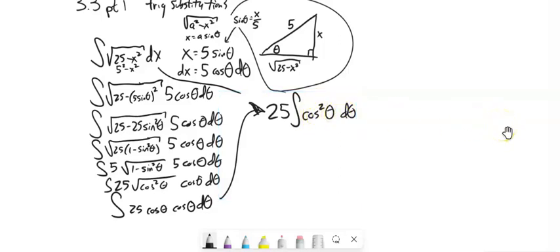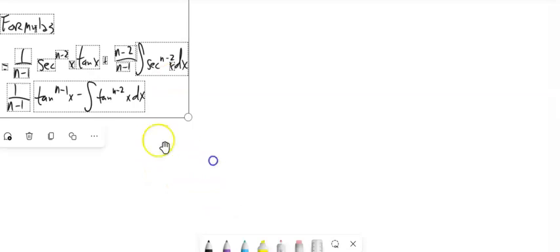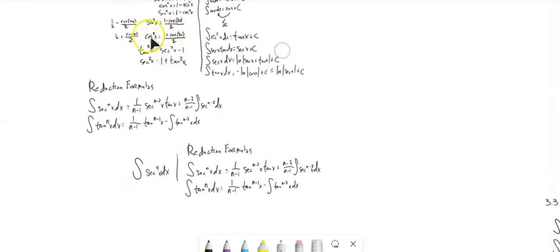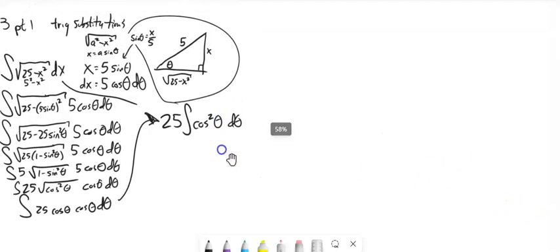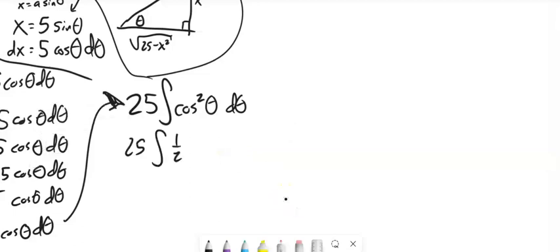So cosine squared, as I think about that, I could rewrite it. I'm going to peek at my lookup chart that I've been developing this whole time. There it is. And I know that cosine squared is 1 plus cosine of 2x over 2. Right now, I'm just going to write it as 1 half plus cosine of 2 theta over 2. And I can break this up into two integrals.